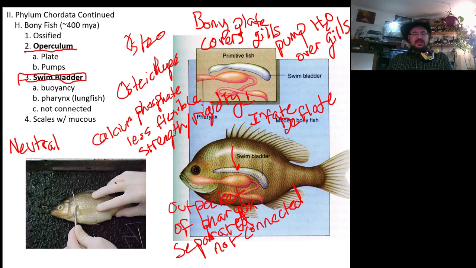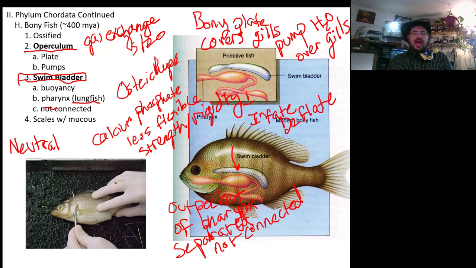Some fish still have the swim bladder connected to the pharynx. For instance, the lungfish have a swim bladder connected to the pharynx, and they can do a small amount of gas exchange using their swim bladder, making their swim bladder analogous to lungs, likely an ancestor of the lungs.